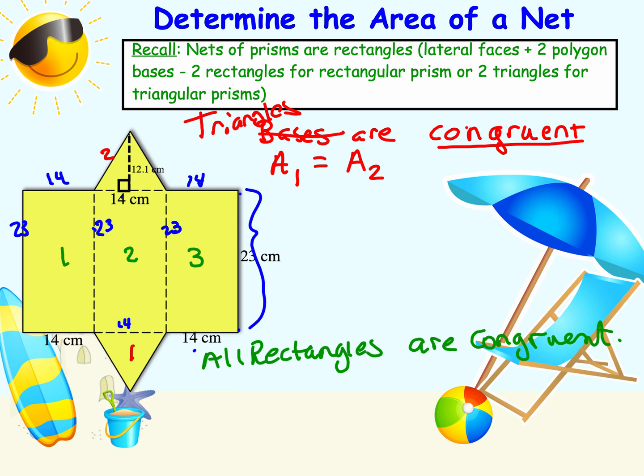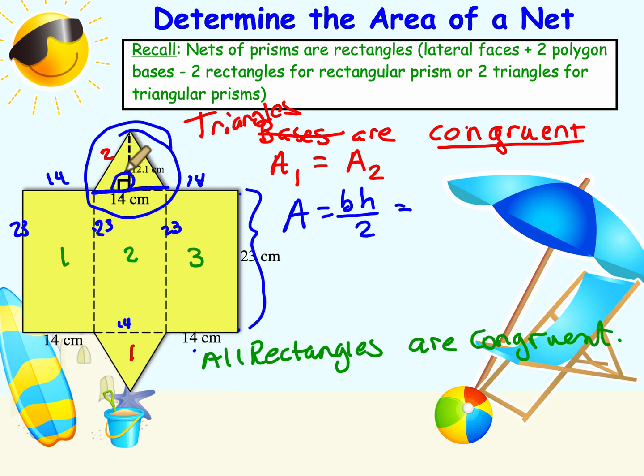Okay, so I'm going to write down the formula I'm going to be using for the area of my triangle. So area of a triangle is base times height divided by 2. So here are the measures I need for the triangle. My base and my height are always going to be connected by my right angle. So my base would be 14. My height is going to be the 12 1/10. And I have to divide by 2.